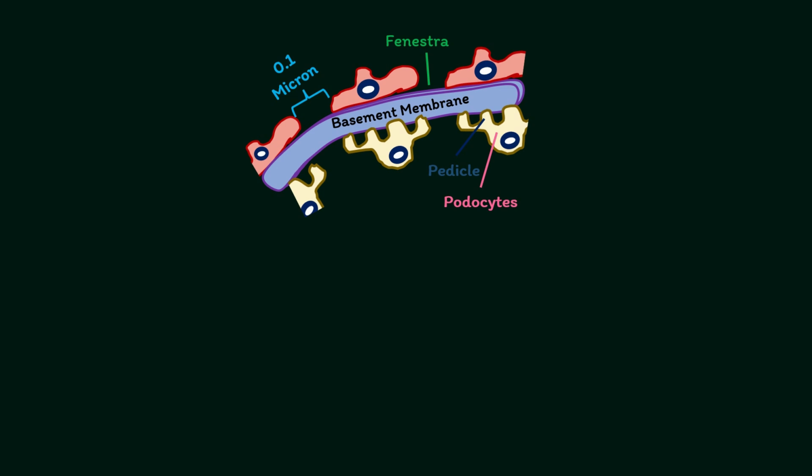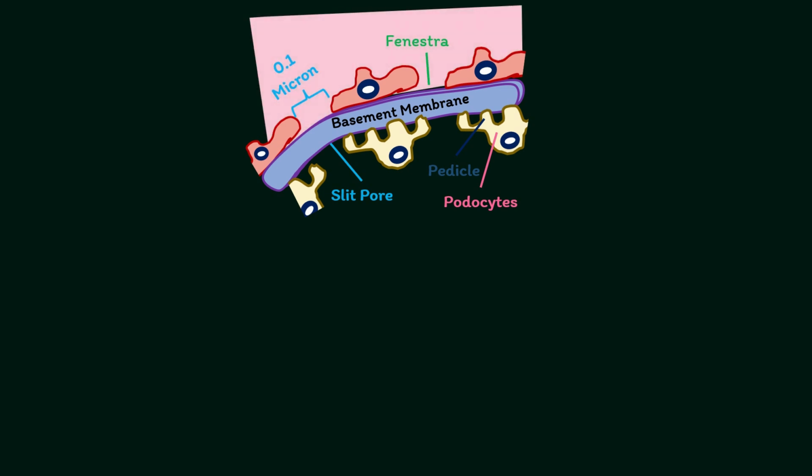Pedicles interdigitate, leaving small cleft-like spaces in between. The cleft-like space is called slit pore or filtration slit. Filtration takes place through these slit pores. This side has blood, while this side has filtrate.